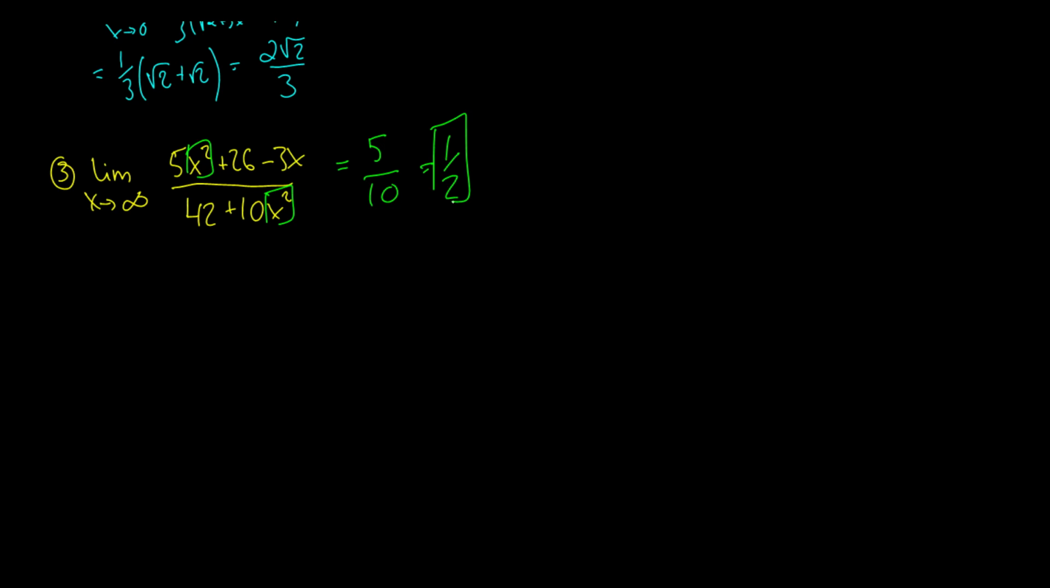Now I will write this out the full way, so we're going to divide the top by x squared. So we're going to get 5 plus 26 over x squared minus 3 over x, divided by, well, this is going to be 42 over x plus 10. And as x goes to infinity, all these terms will go to 0, so we get 5 over 10. This is the long way. Again, both ways are fine.